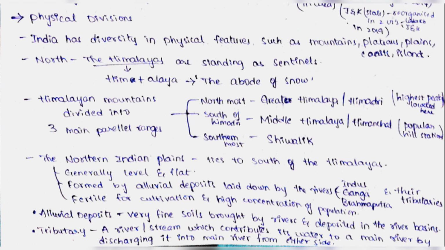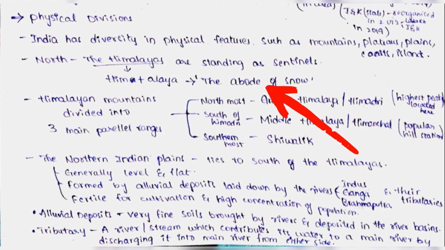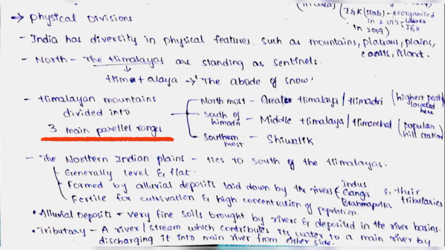Let's explore each one carefully. In the north, India is guarded by the Himalayas, the highest mountain ranges in the world. The word Himalaya means abode of snow, and truly they remain covered with snow throughout the year. The Himalayas extend from Jammu and Kashmir in the west to Arunachal Pradesh in the east. They have three parallel ranges from north to south, which are Himadri, Himachal and Shivalik.